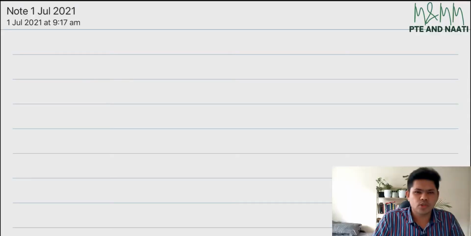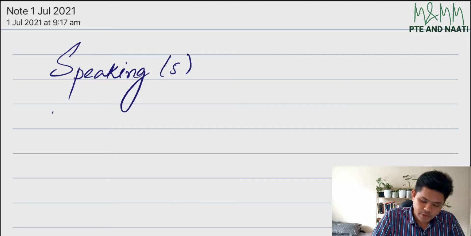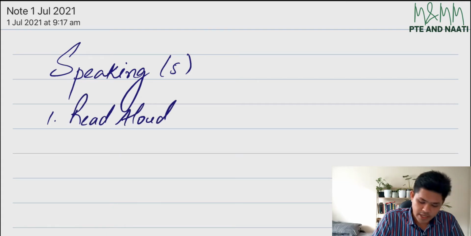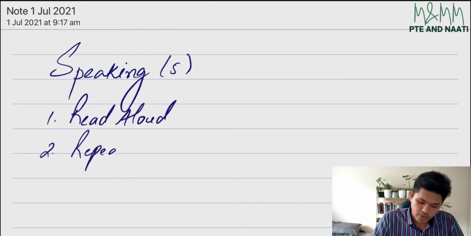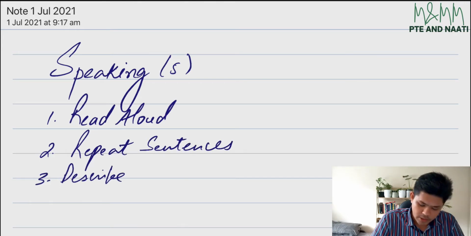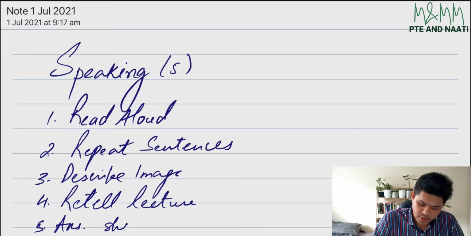Let's get started. Alright, so I'll just give you a quick background about speaking. We know that speaking is the very first section of our exam, and it has 5 different types of questions in it. Number 1 is read aloud. You must have seen the read aloud video by Manmohit. If you haven't seen it, I would encourage you to see that video. Second will be repeat sentences, which we are covering today. Third is describe image. Next is retell lecture, and the last will be answer short questions.